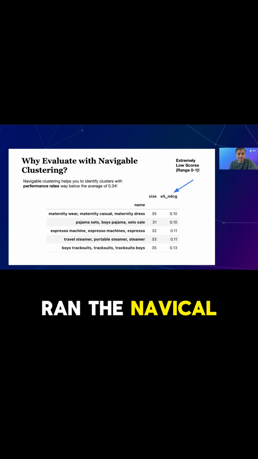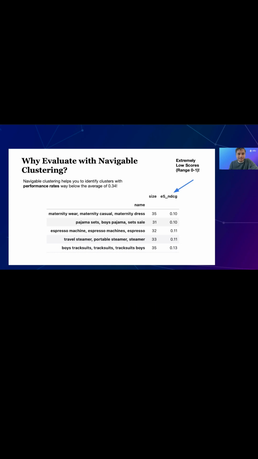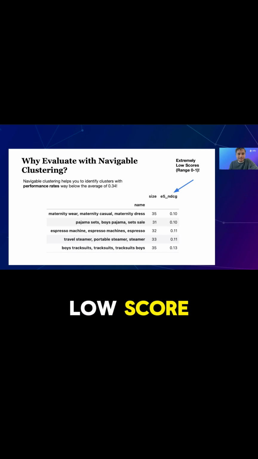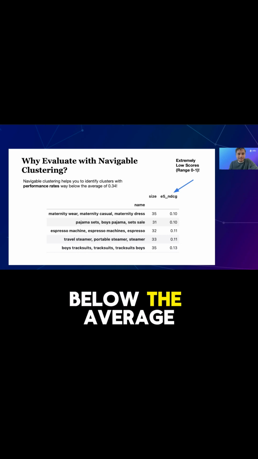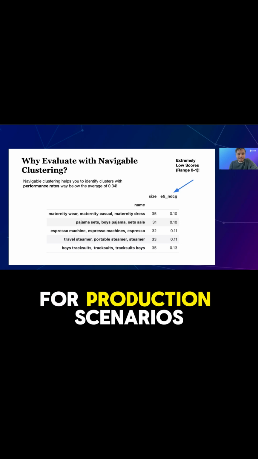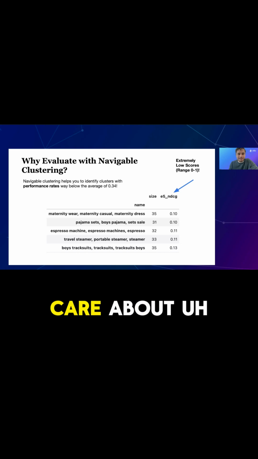Now, when we ran the navigable clustering, we were able to easily get a table like this that showed us that pajama products had a really low score of 0.1, which is way below the average. And espresso machine queries also performed way, way below average. This is going to be really important for production scenarios where you do care about the performance, you do care about weak performing cases.